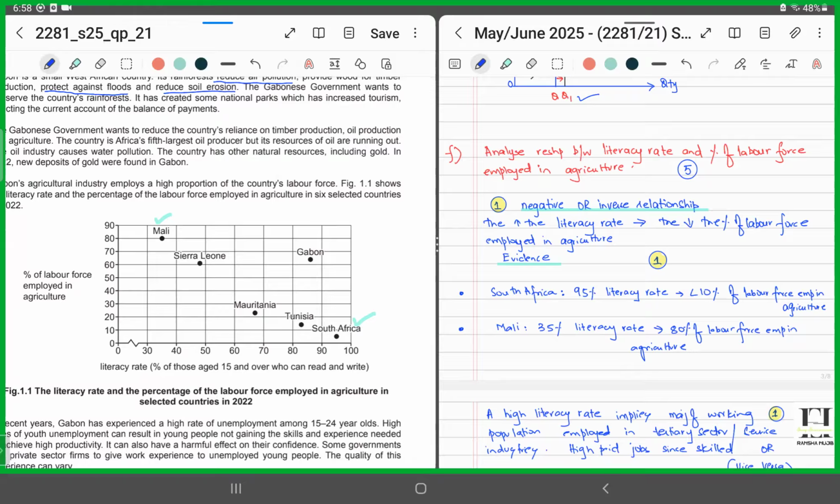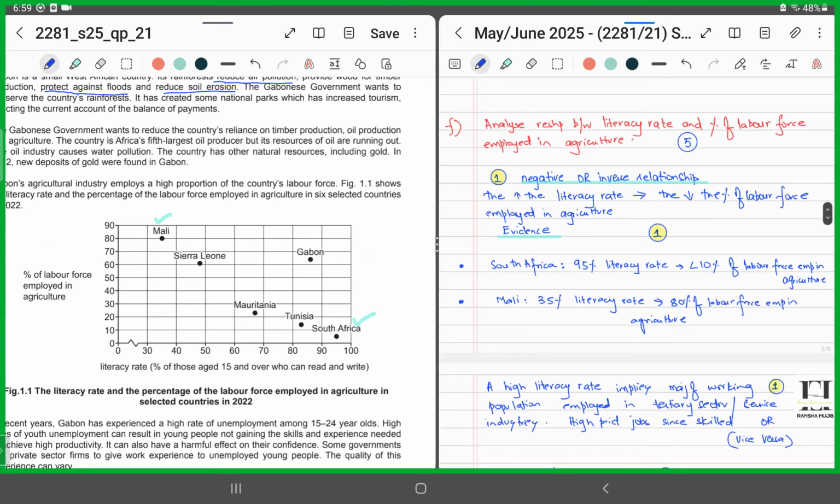Analyze questions of section A are to be answered in a different pattern to analyze questions of section B. First, you will explain what type of relationship exists, whether it's a positive, a direct, or a negative, or an inverse relationship.